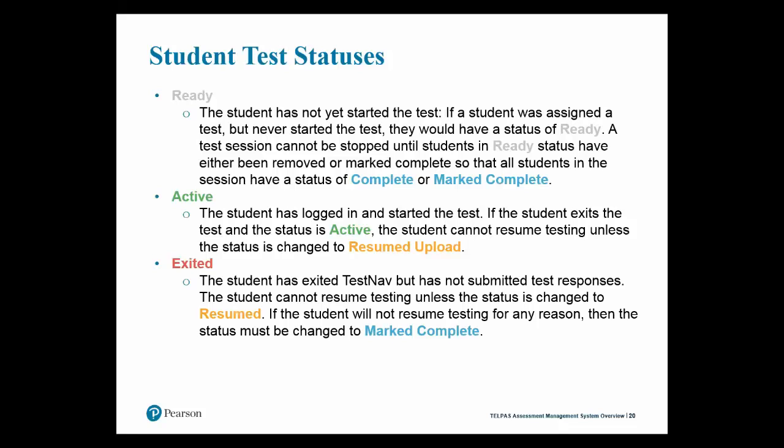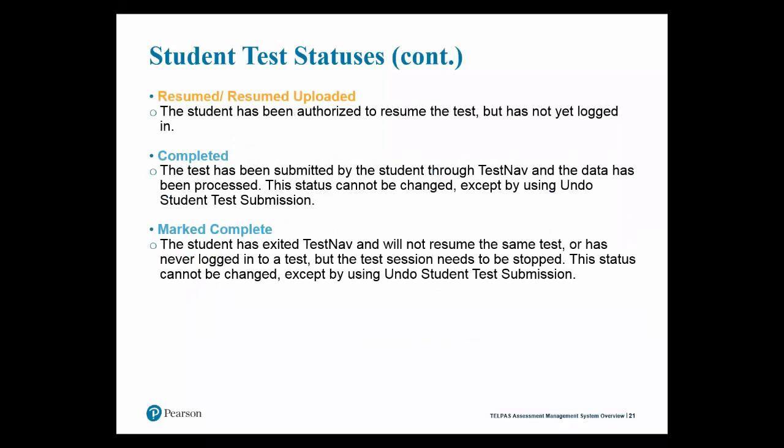If the student is showing in an exited status and they come back to finish the test, the test administrator has to resume that test in Pearson Access Next before the student attempts to log in. Then we have the resume status. That means the student's been authorized to resume the test, but they haven't logged in.